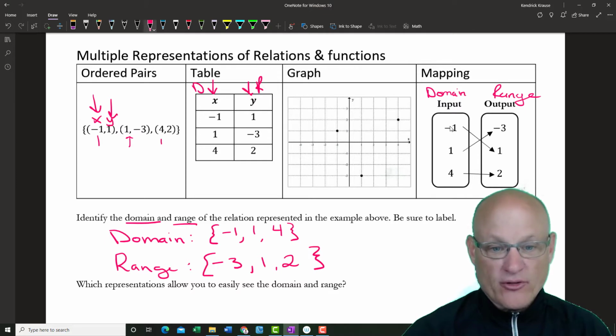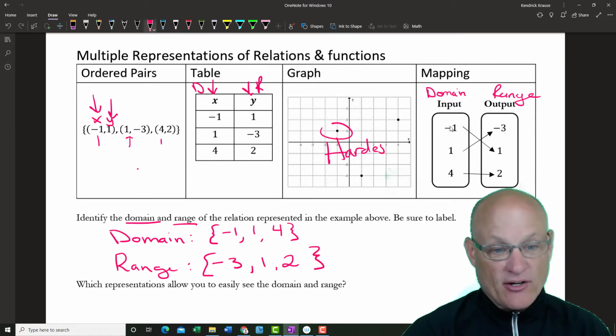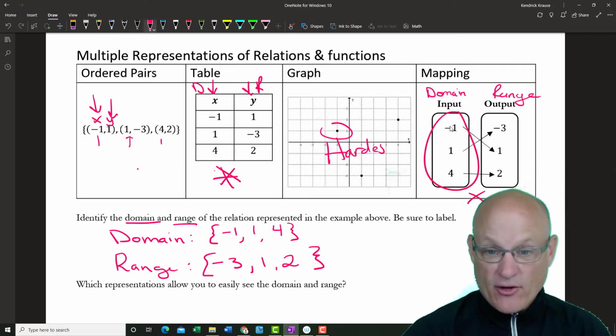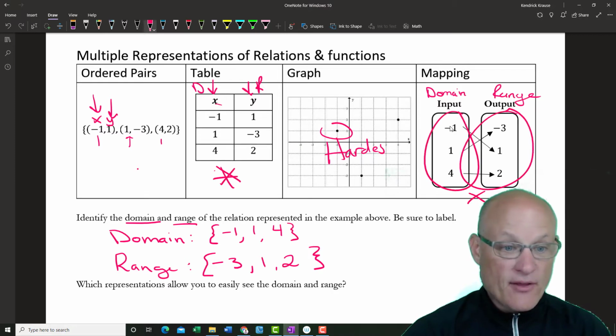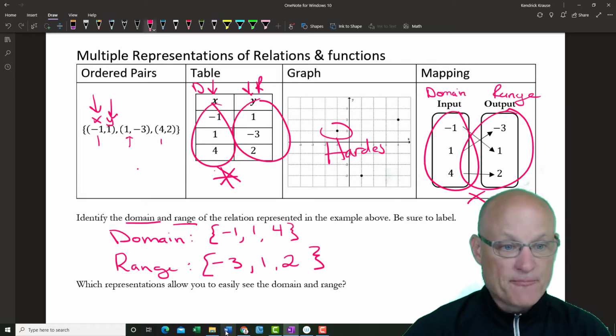And then I just said which of these allows you to easily see the domain. This is probably the hardest, right? Because you got to go, okay, what is that point? It's -1. You actually got to think about how every point is. This is probably even the next hardest. These two are probably the easiest for domain because there they are. There's the domain, there's the range. So those are probably the two easiest, the table and the mapping function.